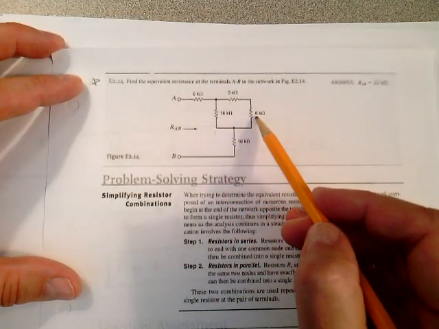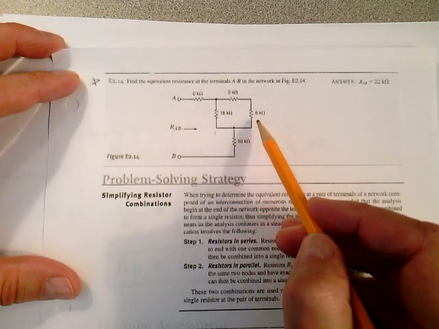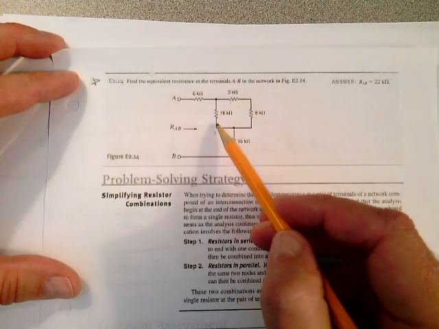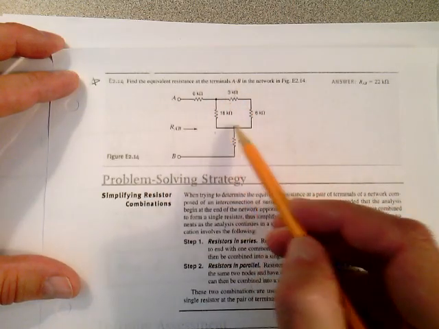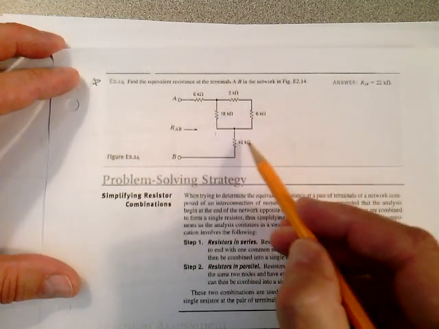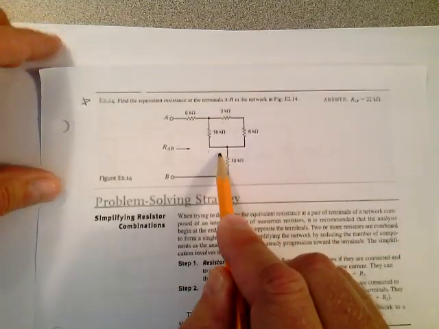This 3K and this 6K are in parallel. 3K plus 6K is 9K. The 9K in parallel with the 18K is 6K. So these can all be replaced with a 6K resistor. So 6K plus 6K plus 10K is 22K ohms. You did that one in your head. Let's do this one.